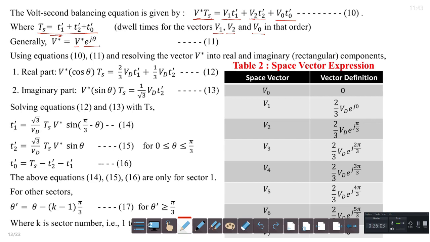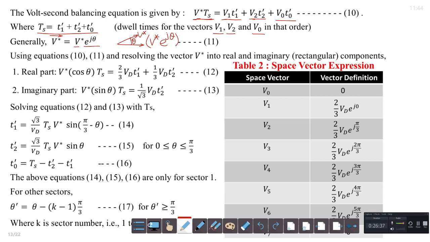Say this is the reference value we apply here, V star. It has a magnitude V star and phase angle e to the power j theta. This is the V star vector, the reference voltage vector. So, using equations 10 and 11, resolving the voltage vector V star into rectangular components, real and imaginary components, let us see first.